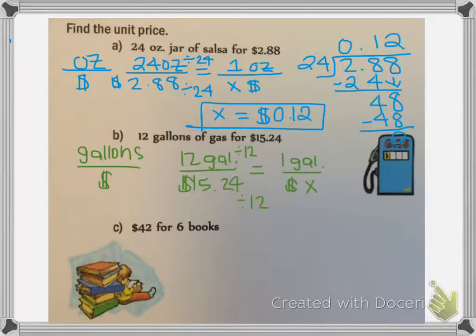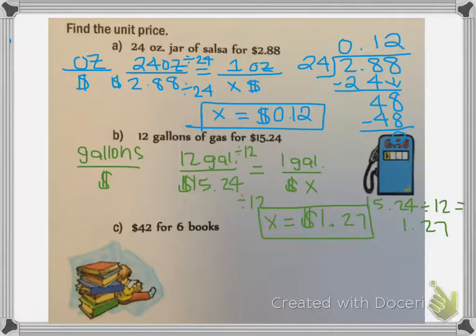Why don't you pause the video just for a moment and work that out on your own, and then press play to find the answer. So when we did 15 and 24 hundredths, or 15.24 divided by 12, we got 1 and 27 hundredths, or 1.27. Therefore, x equals $1.27. So the cost per gallon of gas is $1.27, and I want to buy my gas from there. Now we would like you to try C on your own, and we will check in class tomorrow.